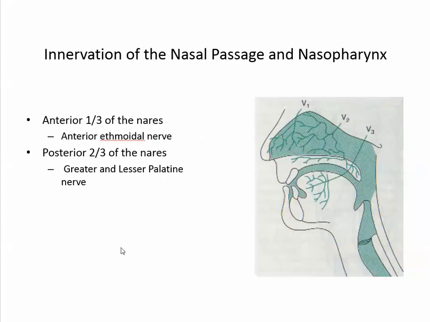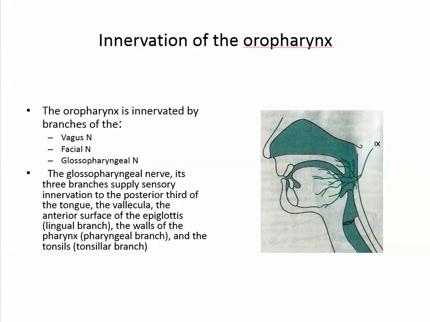Coming to the innervation of the nasal passage and the nasopharynx, the anterior ethmoidal nerve innervates the anterior third of the nares, while the greater and lesser palatine nerves innervate the posterior two thirds of the nares. The oropharynx is innervated by branches of the vagus, the facial nerve, and the glossopharyngeal nerve. The glossopharyngeal nerve, by its three branches, supplies sensory innervation to the posterior third of the tongue, the vallecula, the anterior surface of the epiglottis by the lingual branch, the walls of the pharynx by the pharyngeal branch, and the tonsillar branch supplies the tonsils.